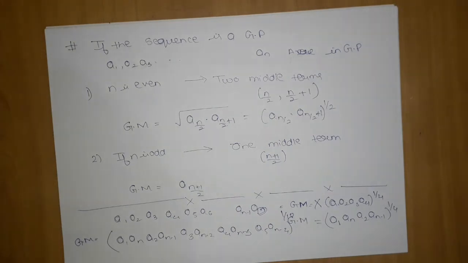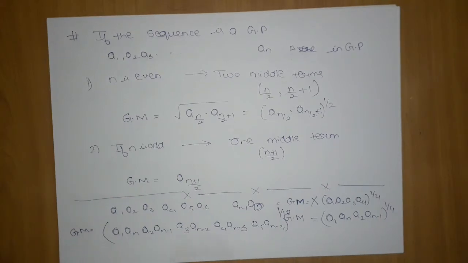So we discussed the special cases of GM when the sequence is a GP, and the general GM, in which we can take any number of terms. The condition is that the subscripts should form n plus 1, and the power is 1 upon the number of terms, where n is the number of terms. This is what I wanted to teach you in GM.